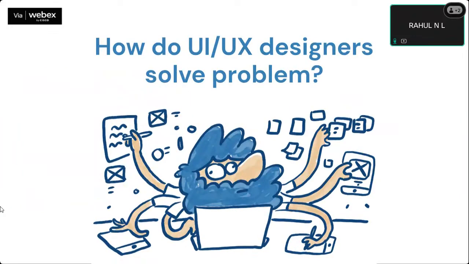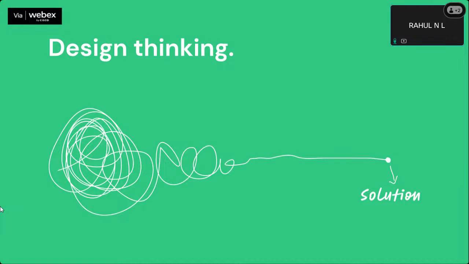Okay, so I told what is the job of a UI UX designer, right? But how do they solve these problems? Do they really solve these problems? And but how, man? They're magicians. Do they have a magic or something? No, they don't have a magic, but they do have a technique called design thinking.